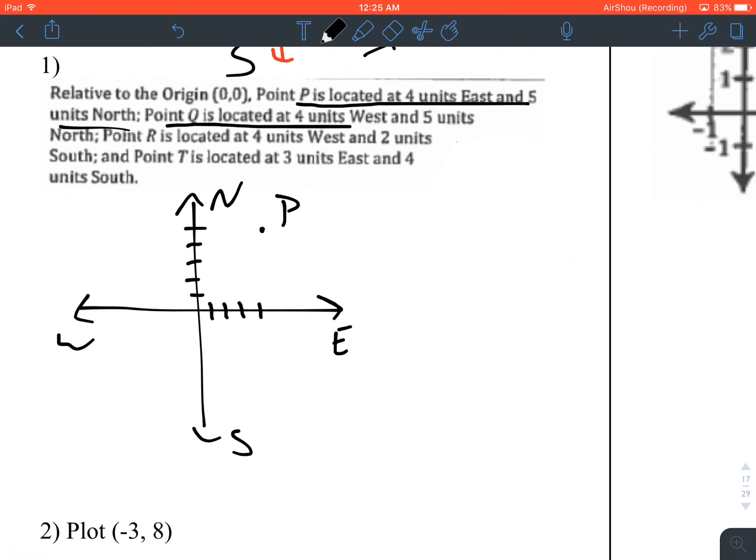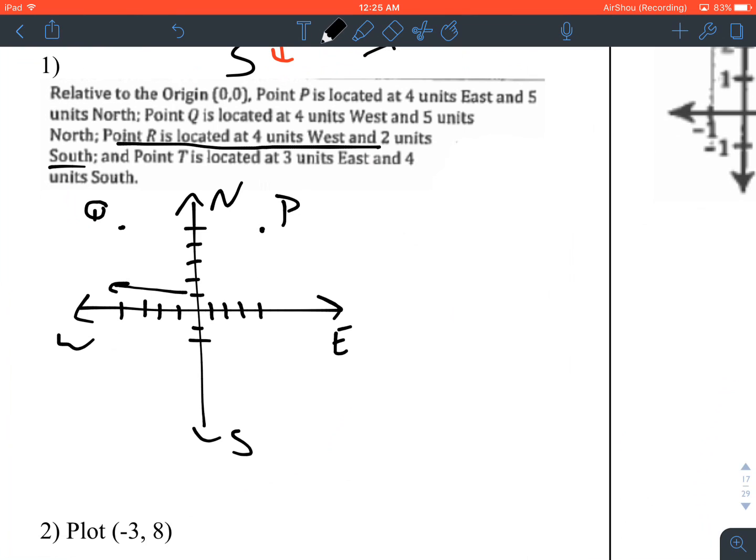Q is located 4 units west and 5 units north. 1, 2, 3, 4, and then up 5 is Q. And then it says R is located 4 units west and 2 units south. So 4 and then down 2. Just going to put us here. That is R. D is located 3 units east, 4 units south. So I would put us here. That's how you plot the points.